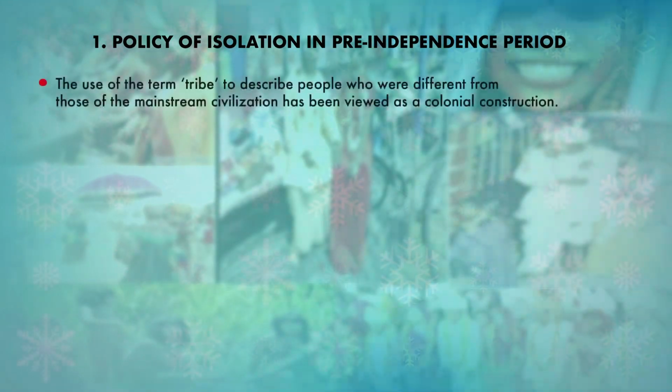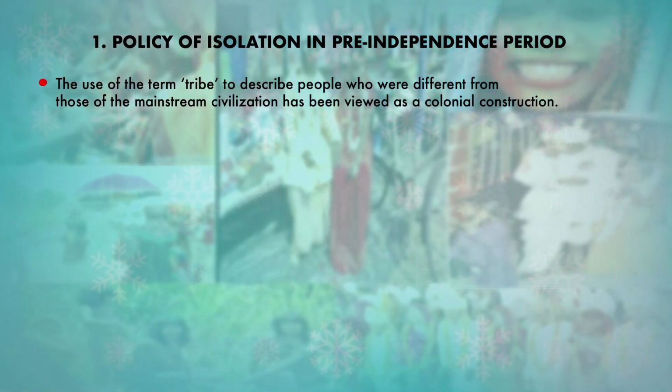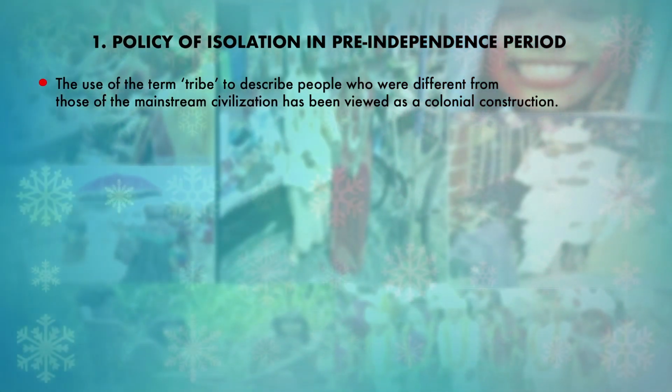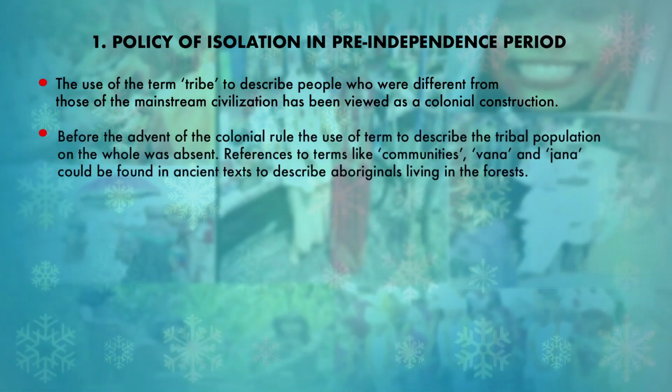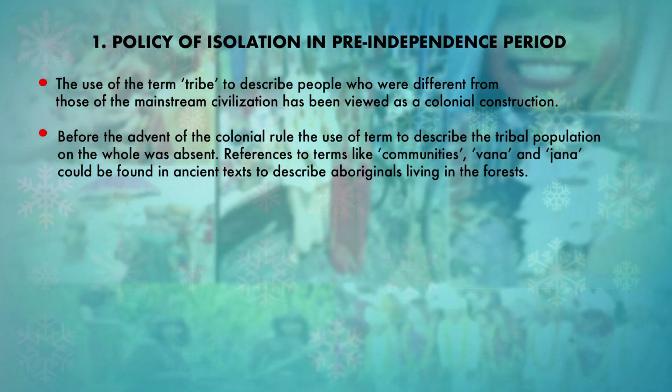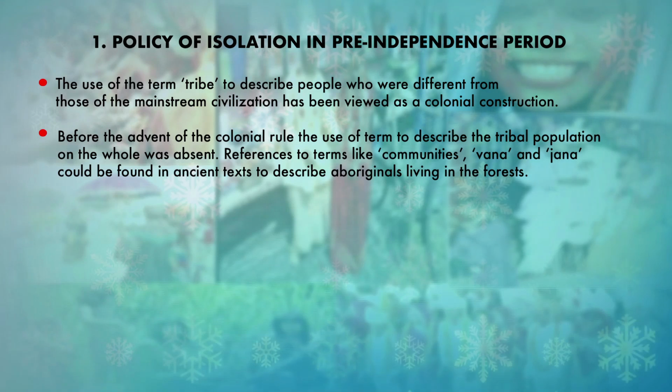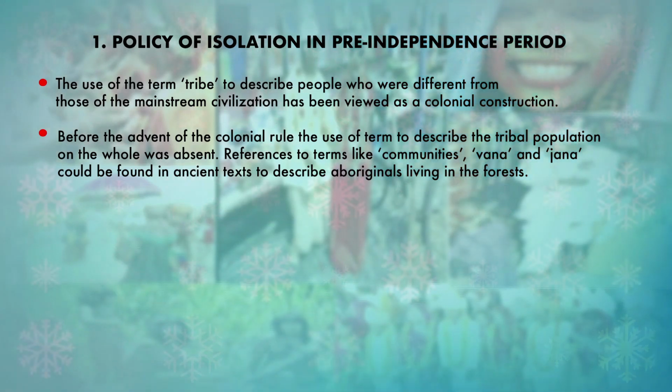Phase 1, the policy of isolation in the pre-independence period. The use of the term tribe to describe people who are different from those of the mainstream civilization has been viewed as a colonial construction. Before the advent of colonial rule, the use of the term to describe the tribal population on the whole was absent.